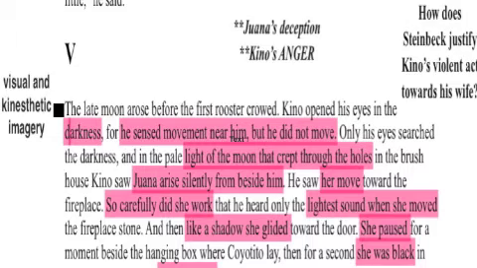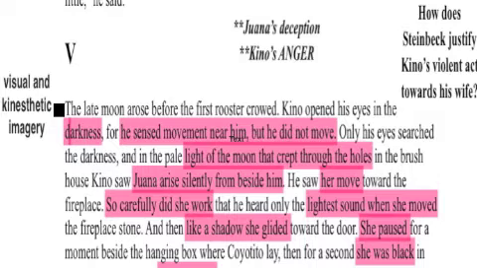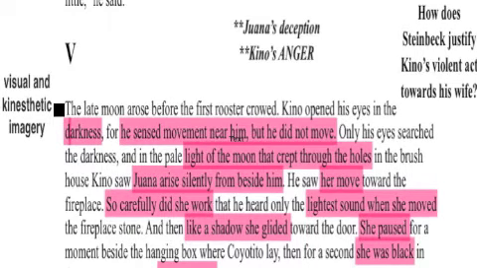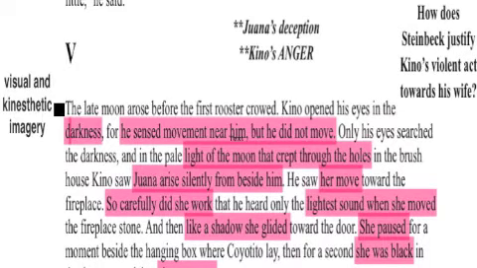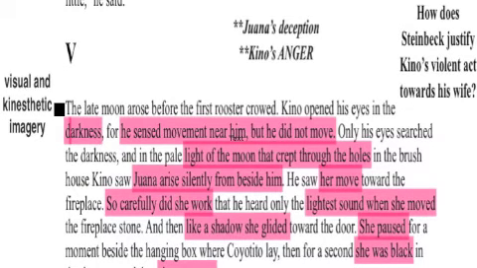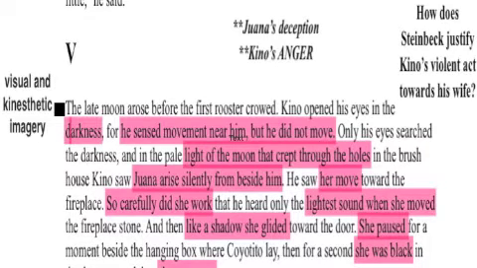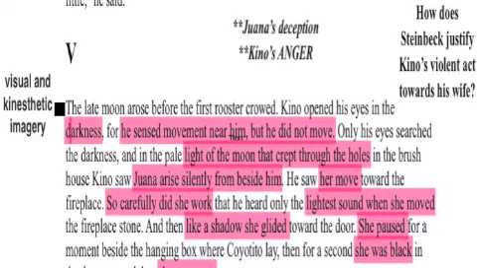I do want you to make note that in this section of the text, Steinbeck uses both visual and kinesthetic imagery to illustrate her deception. He uses words like "darkness." Of course, you can have this visual picture of just how dark it is. But we have "the late moon arose before the rooster crowed," and you could add in auditory imagery because you can almost picture or hear a rooster crowing. And "Kino opened his eyes in the darkness," and here's the kinesthetic imagery: he sensed a movement near him, but he didn't move.